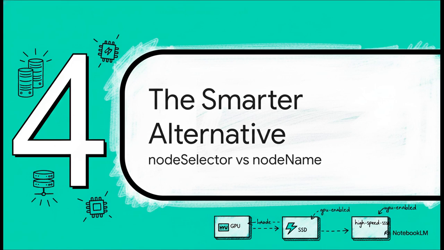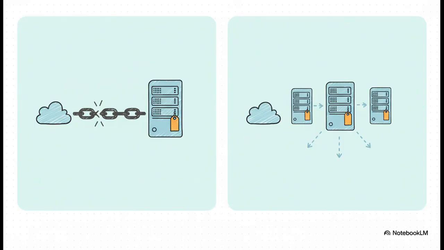Now, some of you might have heard of an older, kind of clunky method called nodeName. Let's just be super clear about why nodeSelector is the vastly superior, modern way to do this. And this really gets to the heart of it. nodeName is that fragile 123 Maple Street address. If that one specific node goes down for any reason, your pod is toast. It just can't run, period. But nodeSelector, that's our flexible kitchen supplies label. If one of the kitchen nodes is down, the scheduler just shrugs and finds another one.